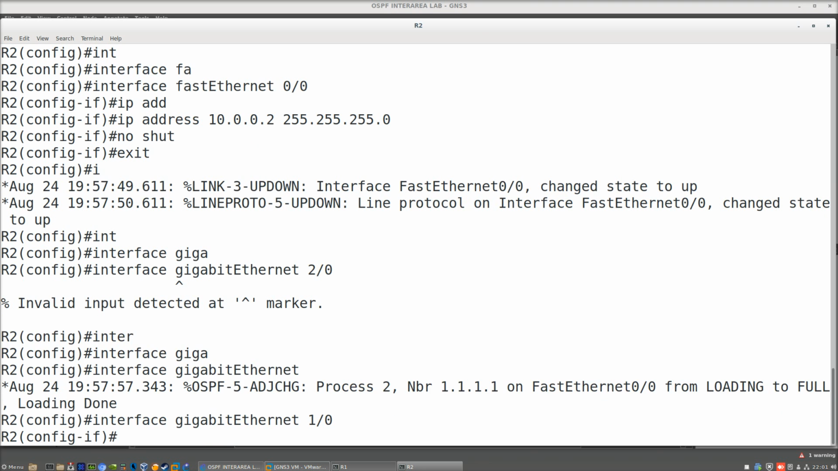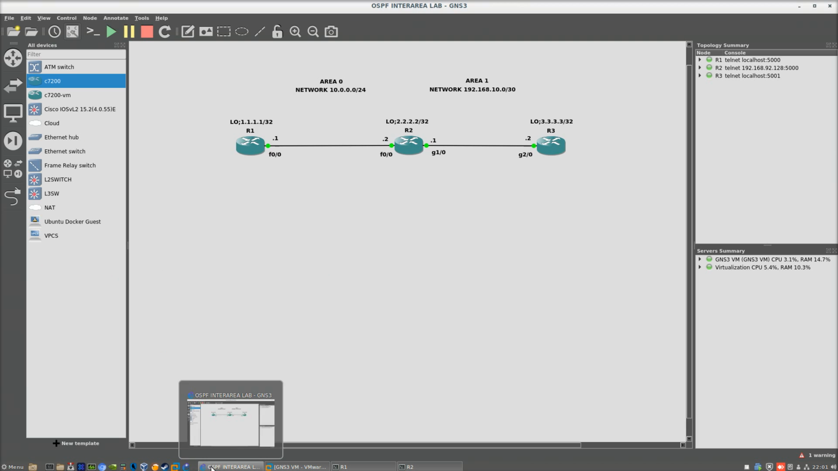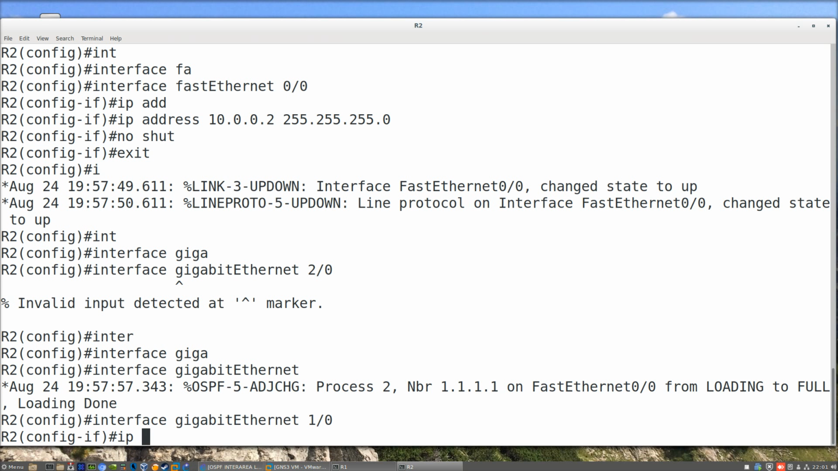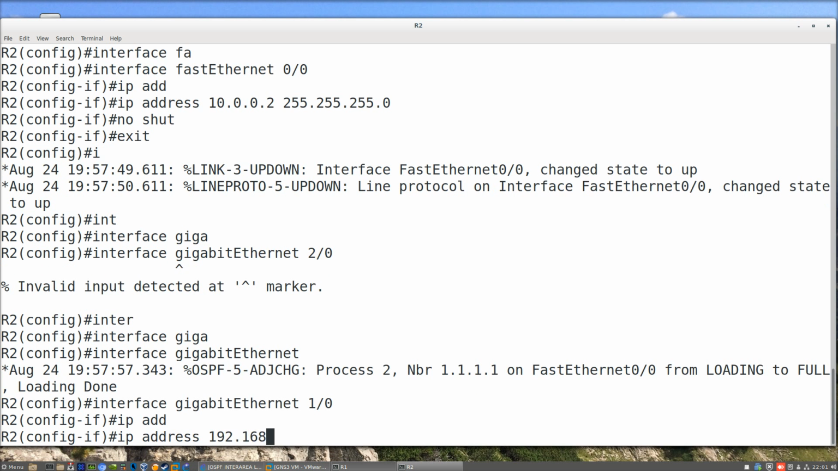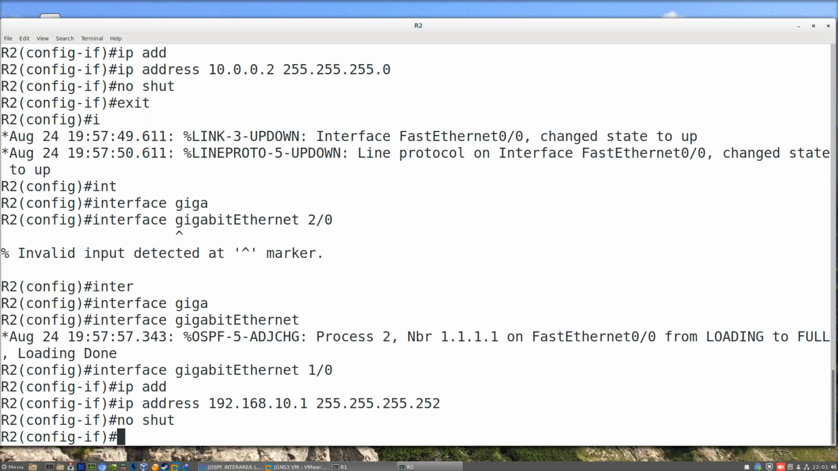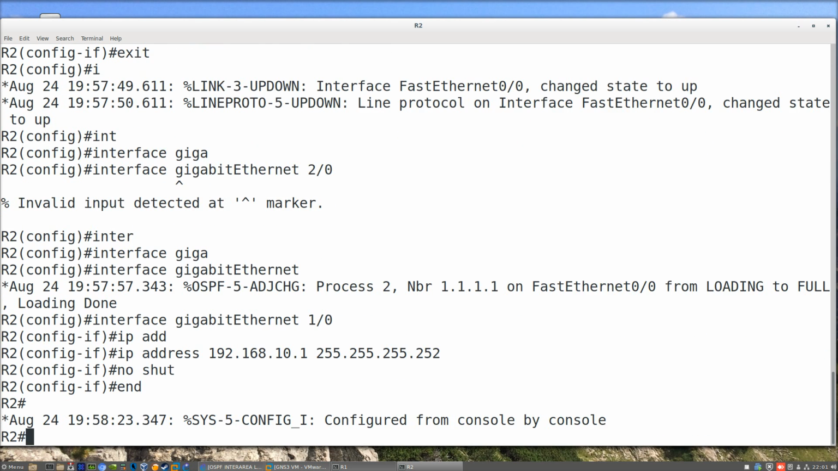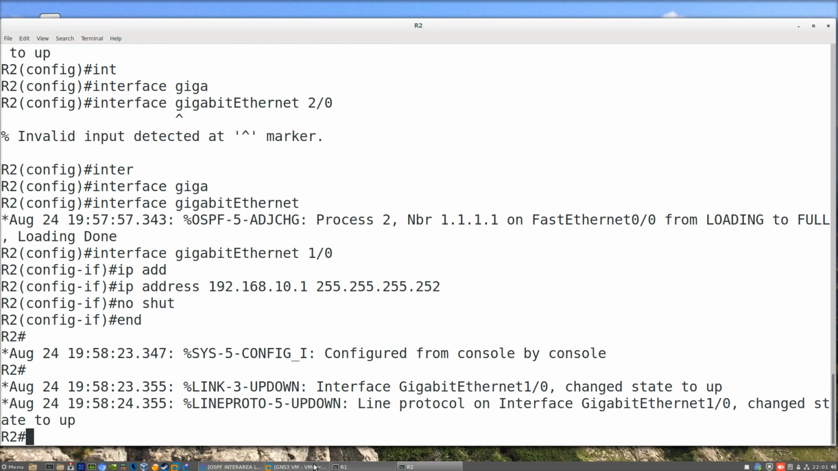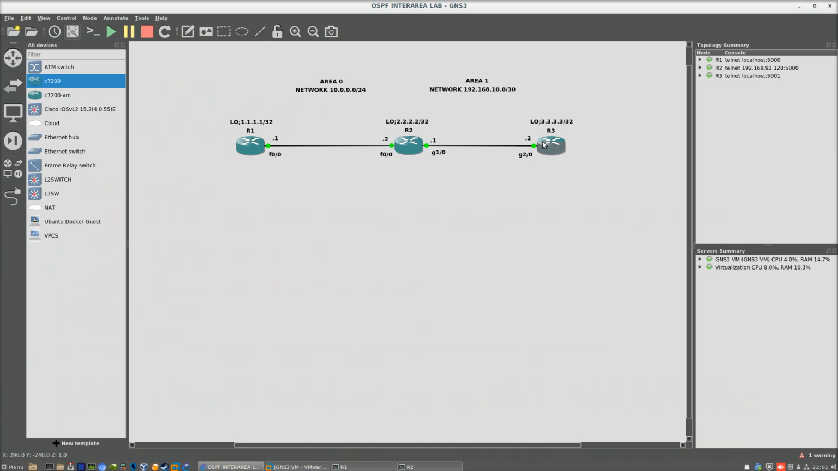So let's see here. We have gigabit Ethernet, so IP address 192.168.10.1, 255.255.255.252. Now no shut the interface, and let's go to router 3 now, the last router.